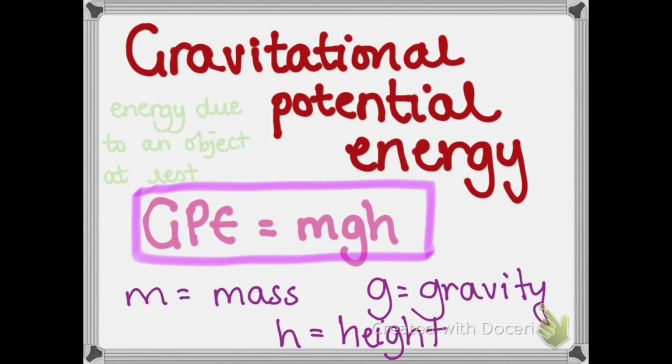This energy is due to an object at rest, which means the body is not moving. The formula for gravitational potential energy is mgh. M is mass, G is gravity, and H is height.